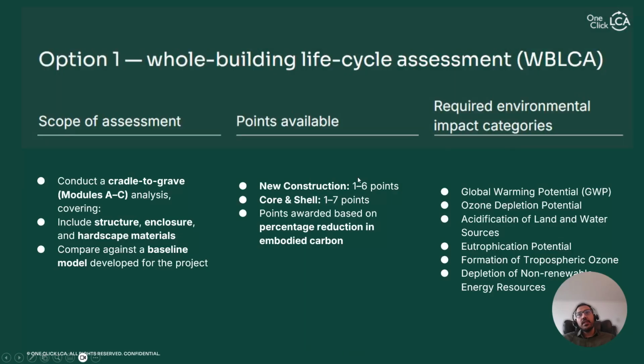So how to achieve these credits? As I said, first of all, we are going to see the requirements that you're going to have for the whole building life cycle assessment. So first, about the scope of the assessment, we have the modules A to C, and we are going to consider the cradle to grave for sure. As I told you, structure, envelope, and the hardscapes are going to be considered. You need to have a baseline model to compare the emissions of your proposed design with that baseline.